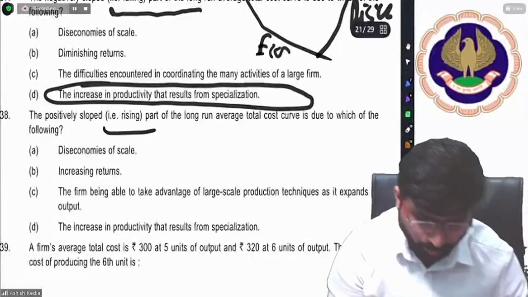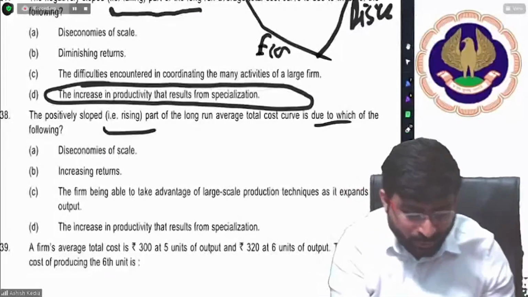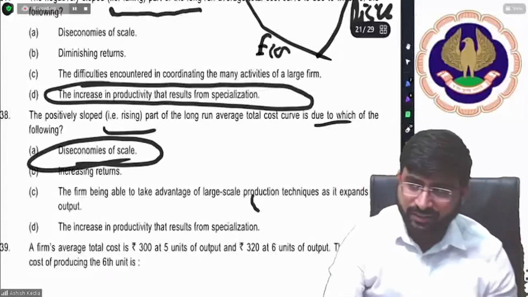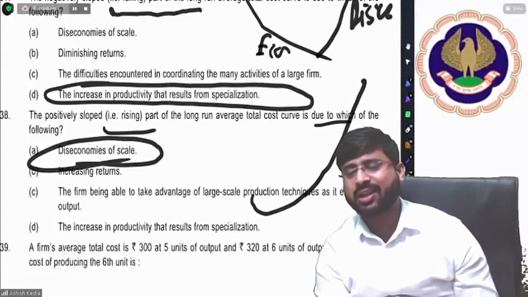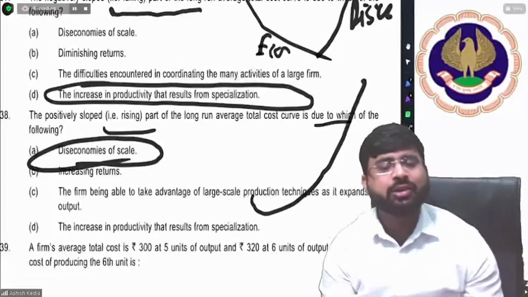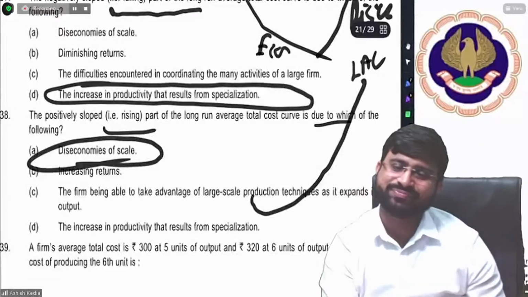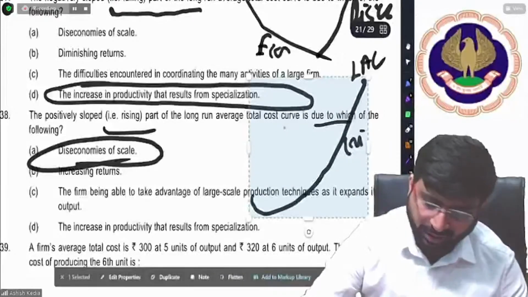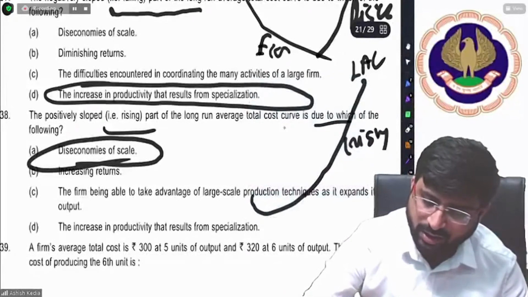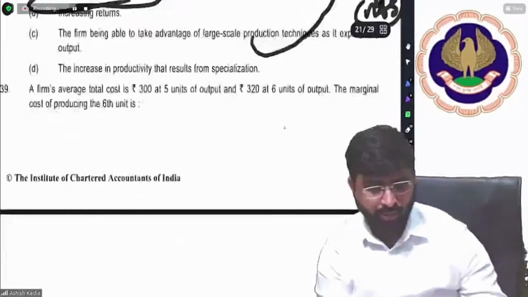The positive slope, that is the rising part of the LAC curve, again is due to diseconomies of scale. The rising part of the LAC curve, friends, tells us about rising costs, and hence your answer. Moving on.